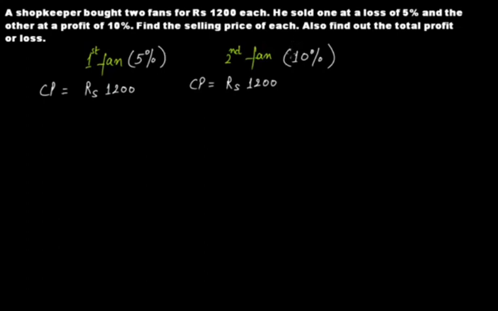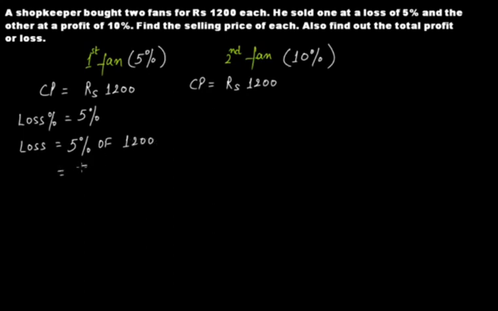Now tell me, we calculate the profit and the loss at cost price, right? So this is the loss that you make when you sell this fan. The loss percentage is 5%, right? So what's the loss that you make? The loss that you make is actually 5% of the cost price, that is rupees 1200.